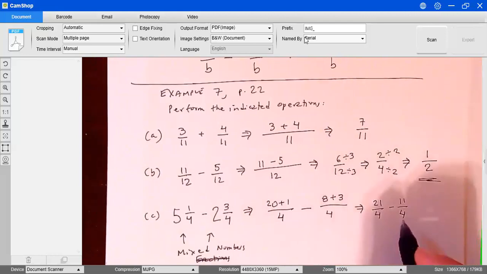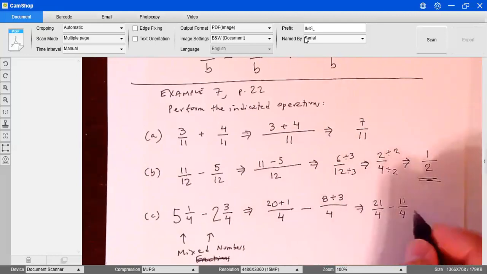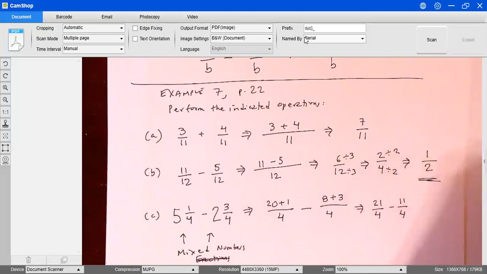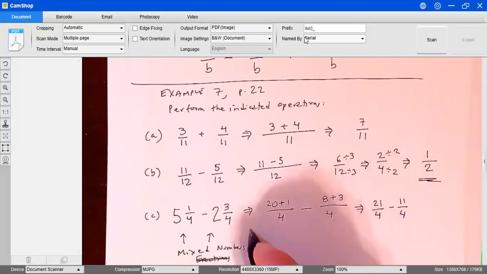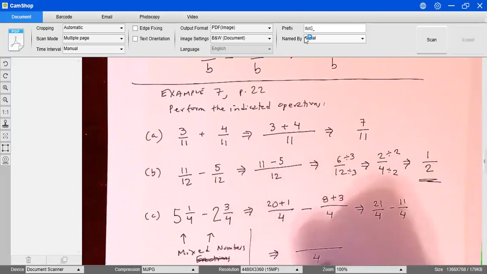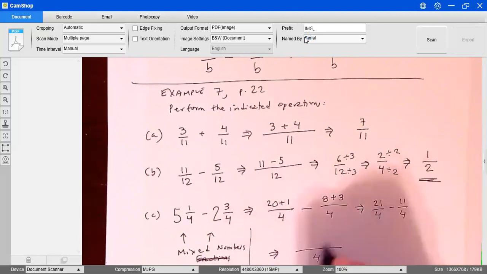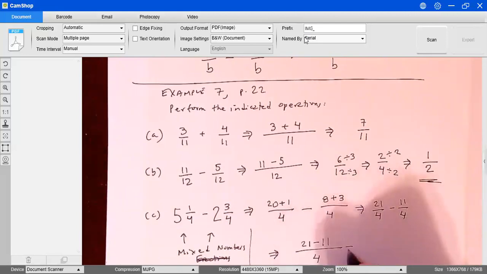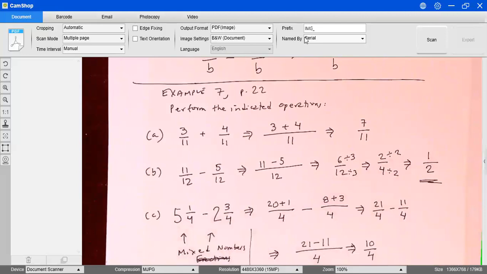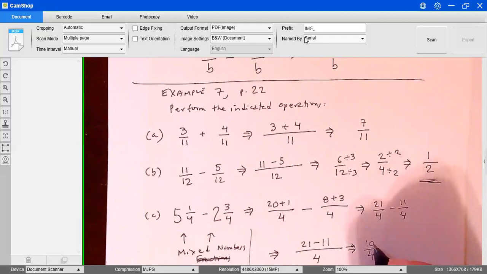Now, this is the problem that we are learning to solve here. We see that we have the same denominator, so we write a common denominator, which is going to be 4. Then we write the difference of the numerators. Then we proceed with the computation, and you get 10 over 4. Then you check whether you can simplify the fraction, which means reducing the fraction to its lowest terms. You see that a common factor of 10 and 4 is 2.